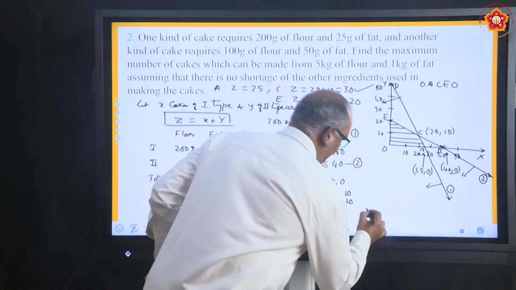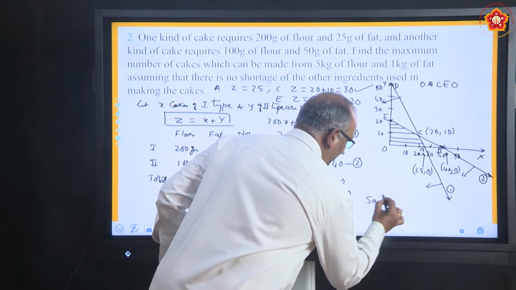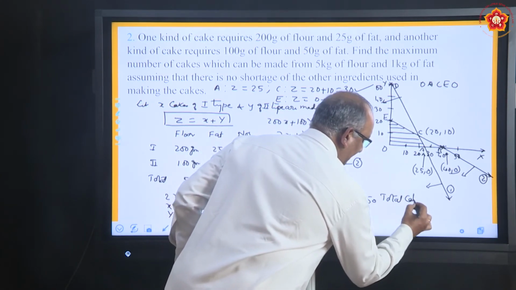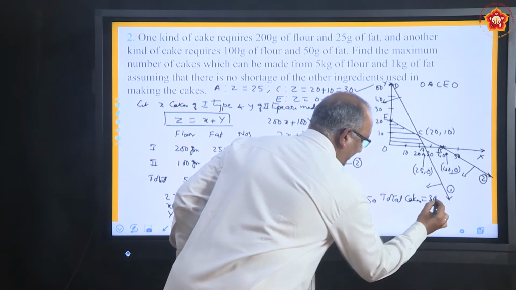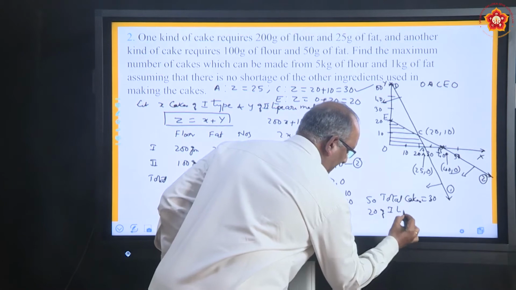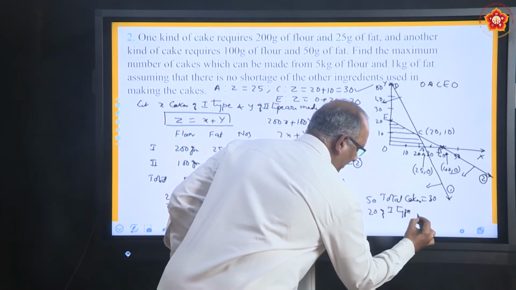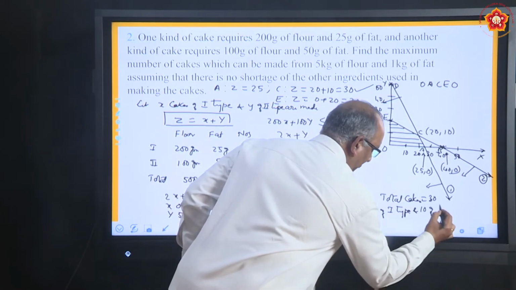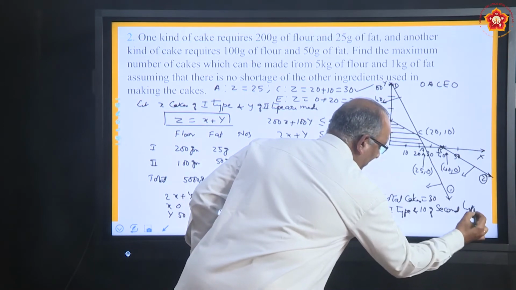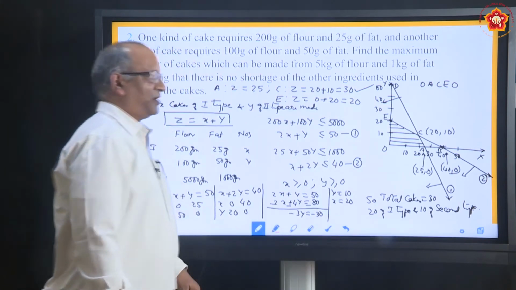So, total cakes equal to 30, in which 20 of first type and 10 of second type. This is how we solve this problem.